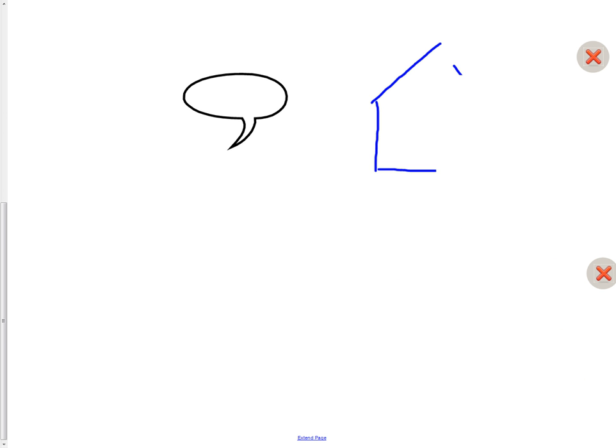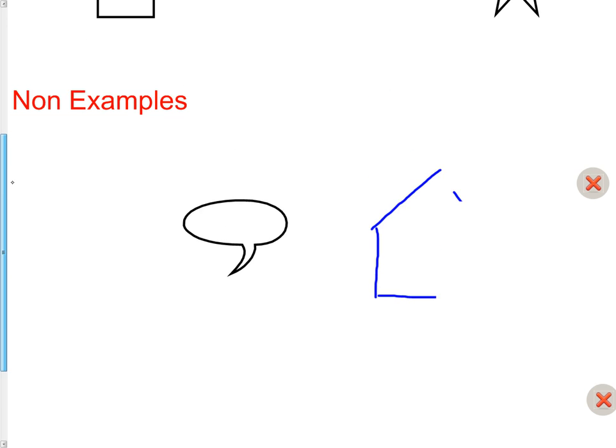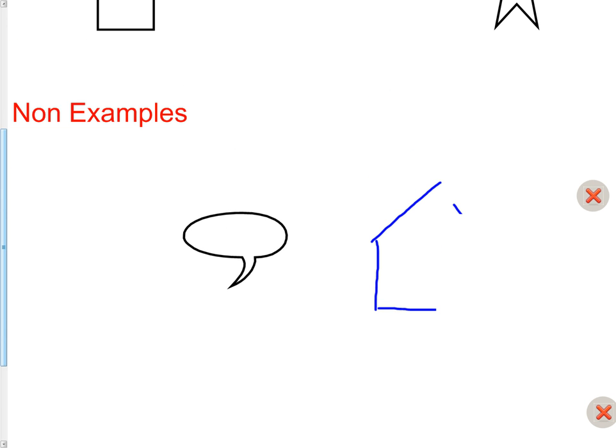For non-examples, we have lots of different examples, but here's a couple of them. Obviously, the one on the left has curves. The one on the right, there are parts of the figure missing. It is not closed. So there we have a polygon and what is not a polygon.